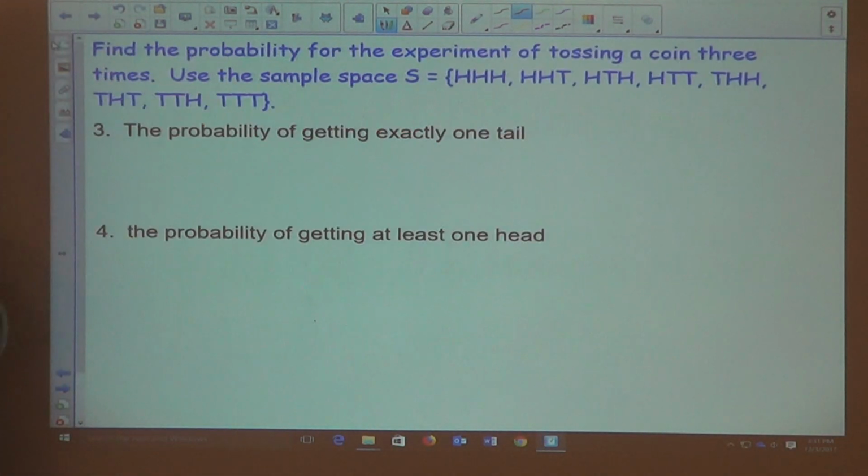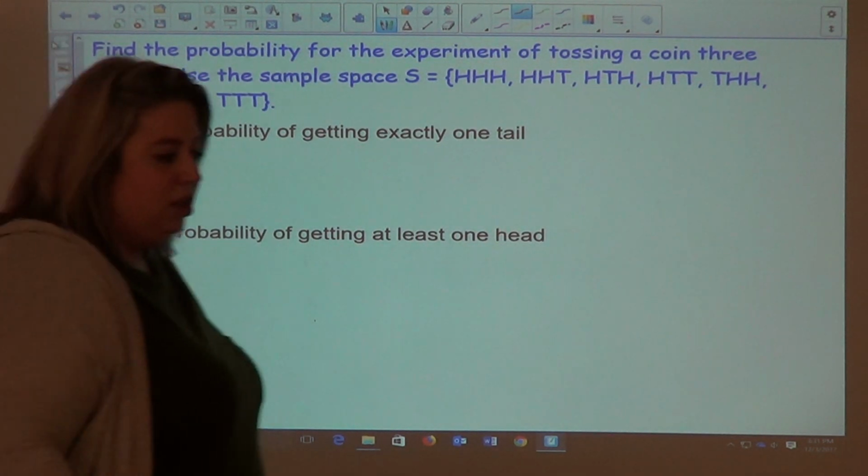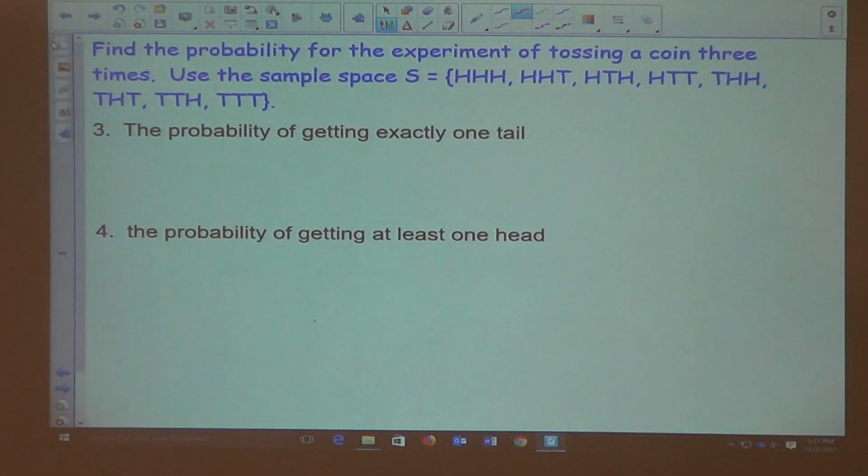Alright. We're going to do 2 scenarios. The first one, it gives you the sample space, and the second one we'll have to find the sample space. Okay, so this one, find the probability of the experiment of tossing a coin 3 times. Okay, and it gives you what the sample space would be.